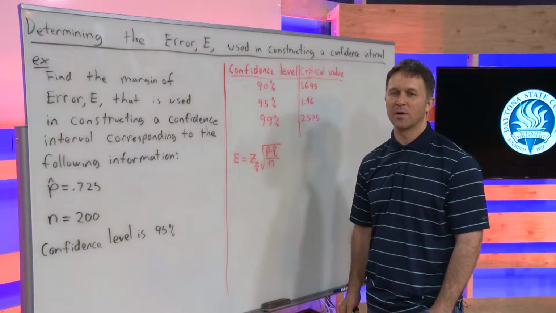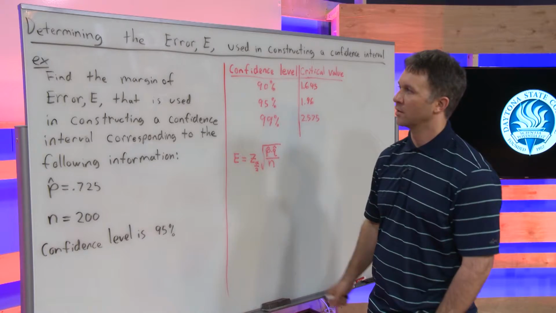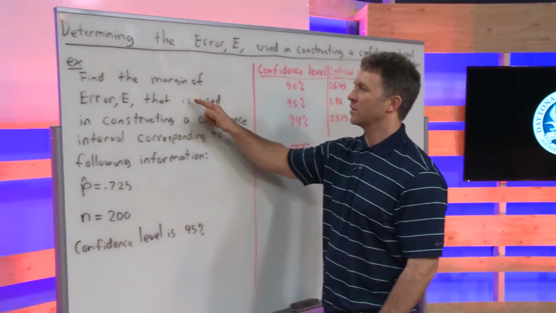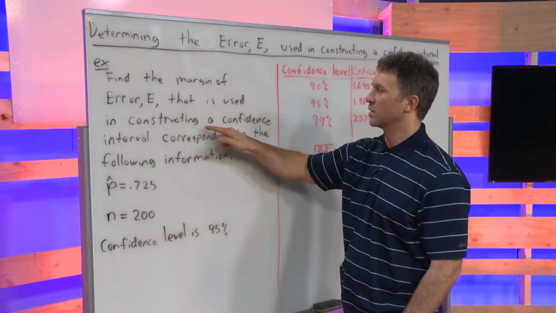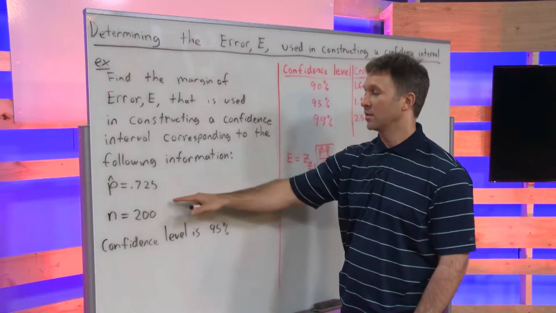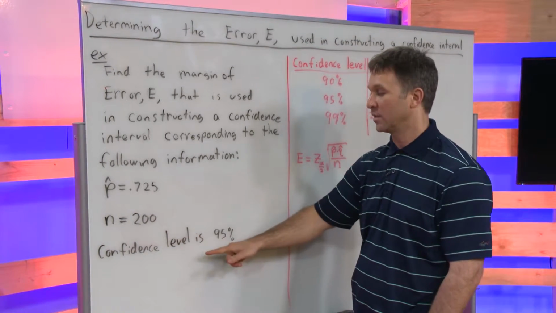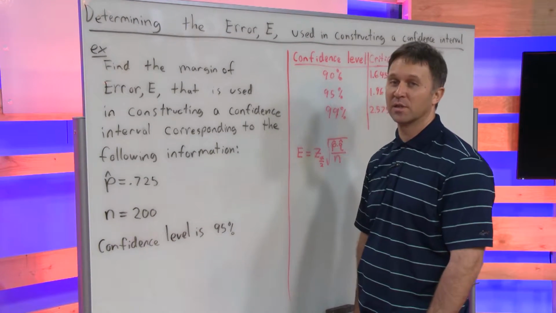In this particular example, we're talking about finding the margin of error used in constructing a confidence interval. Okay, so here's our problem. Find the margin of error E that is used in constructing a confidence interval corresponding to the following information. p hat is given as 0.725, n is 200, and the confidence level is 95%.